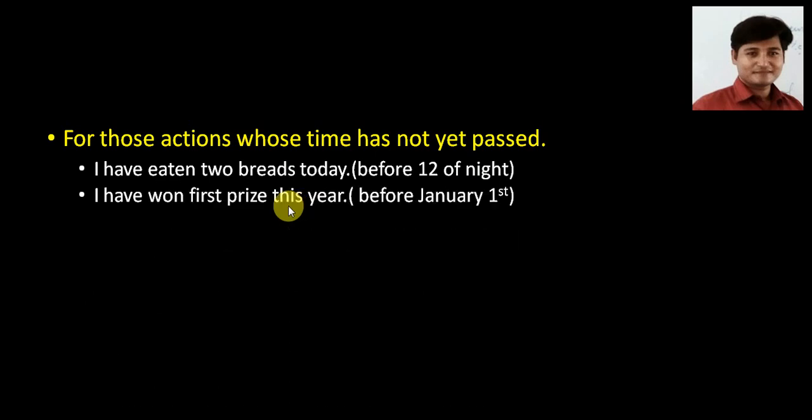Next example, I have won first prize this year. It means before January the 1st. This year may be February, March, April, May, June, July, August, September, October, November, December, but before 1st January of the next year. This year means the year has not passed. This is the very typical example of a year that has not passed yet.